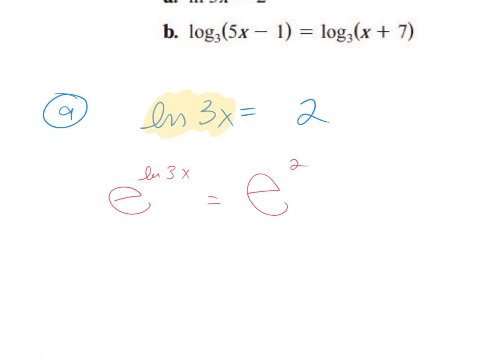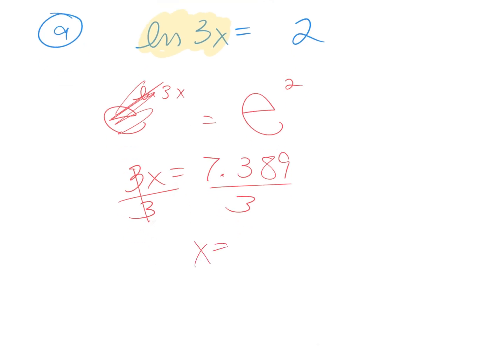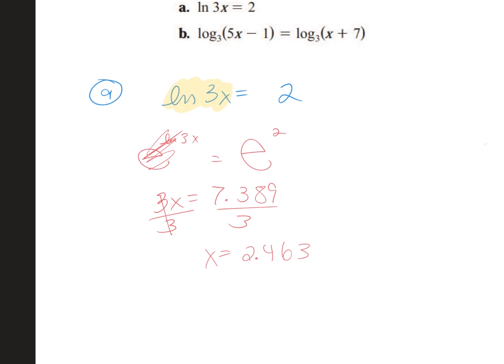So on the left-hand side, E and ln cancel out. So you're left with 3x equals, what is E squared? 7 point what? 389. Okay. And then what do we do? Divide both sides by 3. So x equals 2.463.